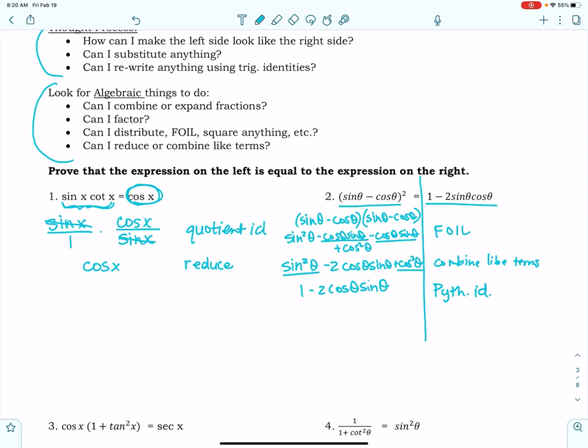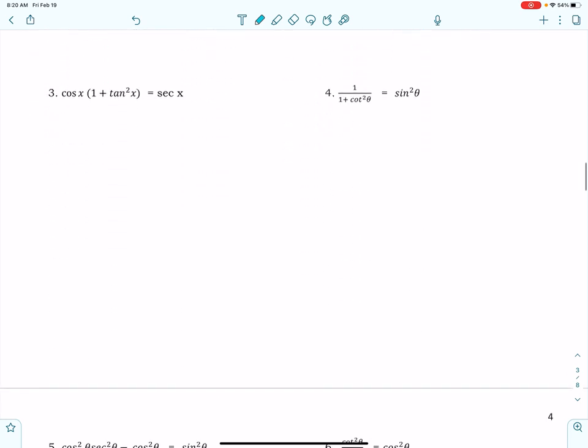So now I've got 1 minus 2 cosine theta sine theta. That's pretty much the same thing. You can leave it that way if you want to, because it doesn't really matter how I write it. So there you go. All right, so let's look at the next one.